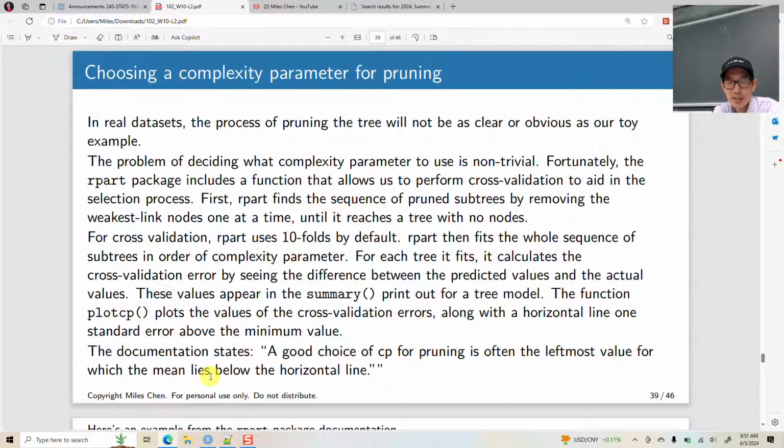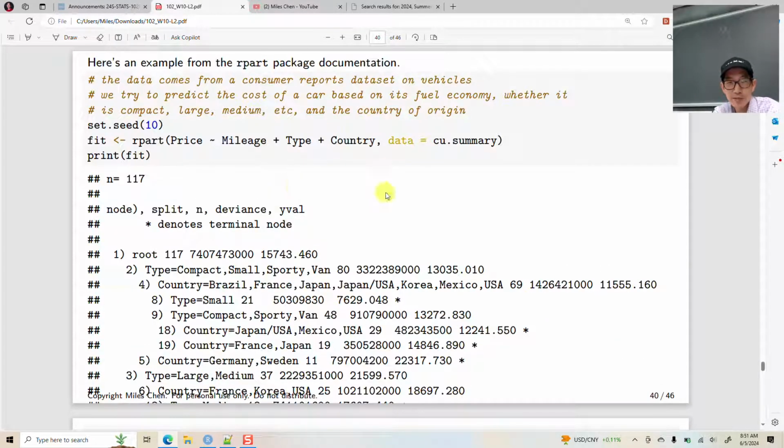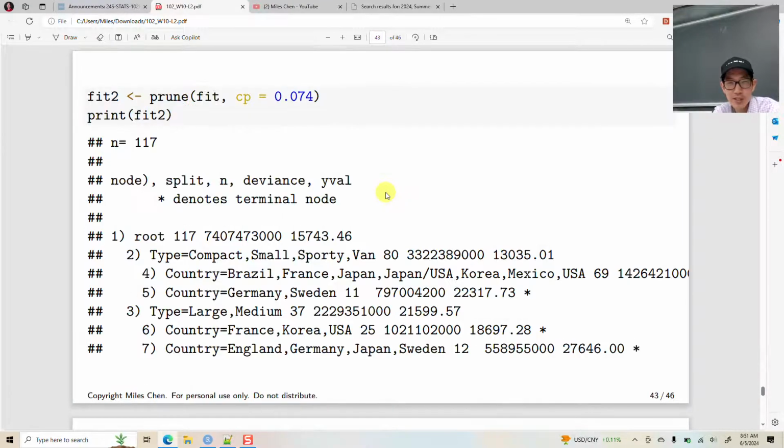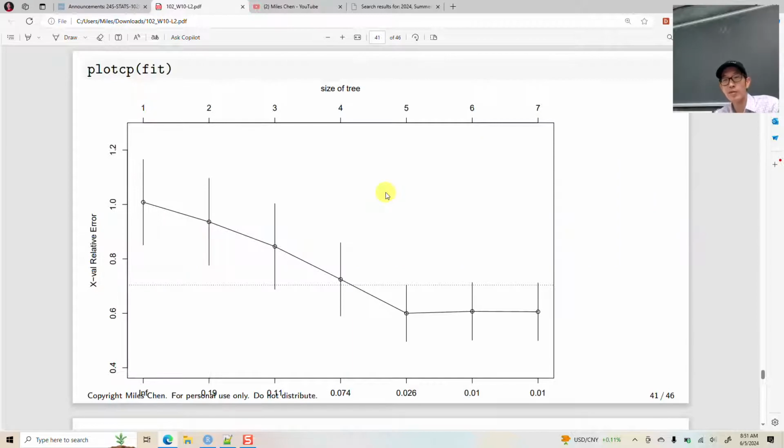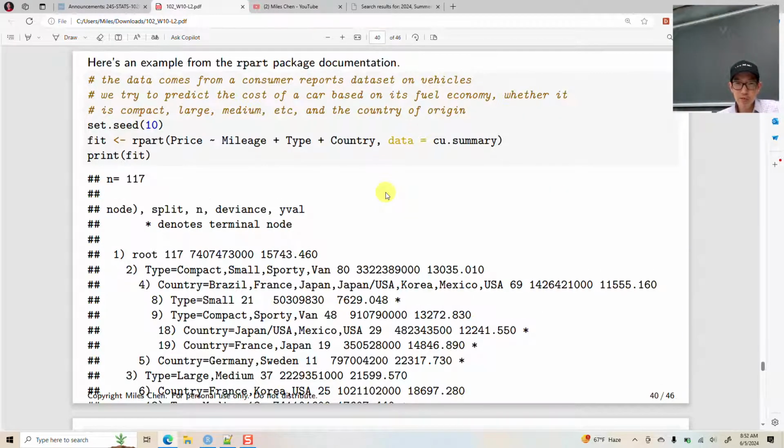I did another example with this CARS data set, but when you do cross-validation and stuff, there are different things that could happen. But there's that for decision trees.